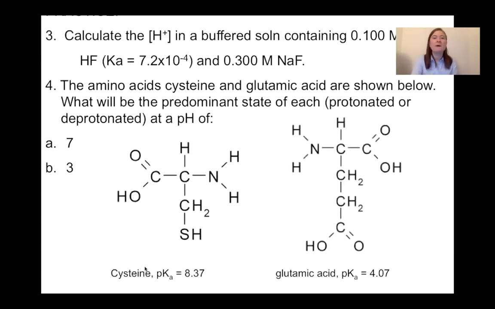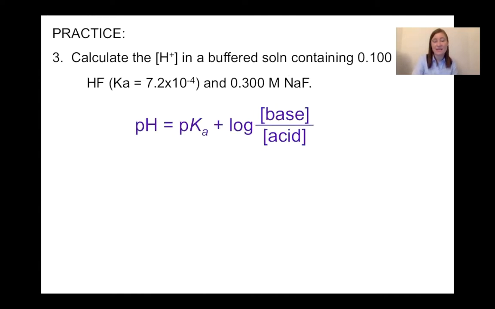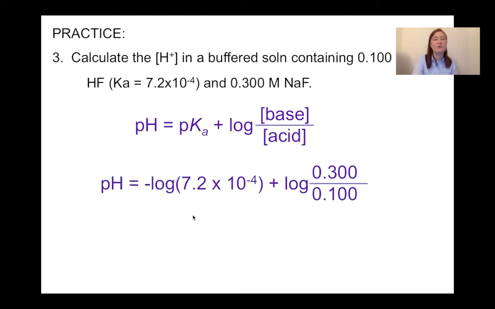Cool. Go ahead and calculate the concentration of H plus in a buffered solution containing 0.1 molar HF and 0.3 molar NaF. We can do that, again, using the Henderson-Hasselbalch equation. pH equals pKa plus log concentration of base over concentration of acid. We can go ahead and plug in the Ka value, the concentration of the base, where the base is F minus, that's 0.3, and the concentration of the acid, which is 0.1. And then when we do out this calculation, we should get a pH of 3.62.